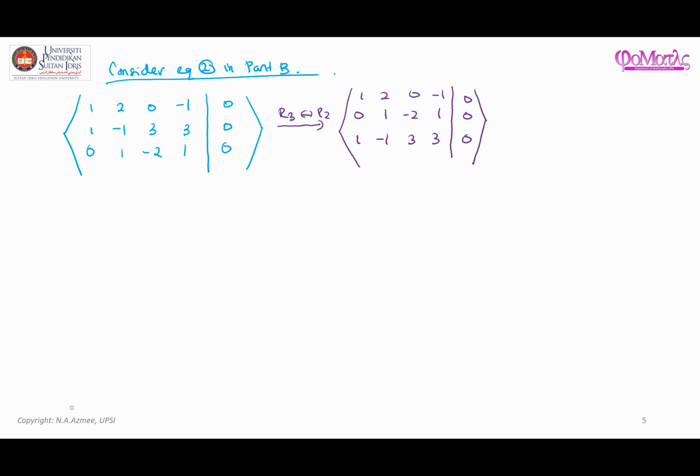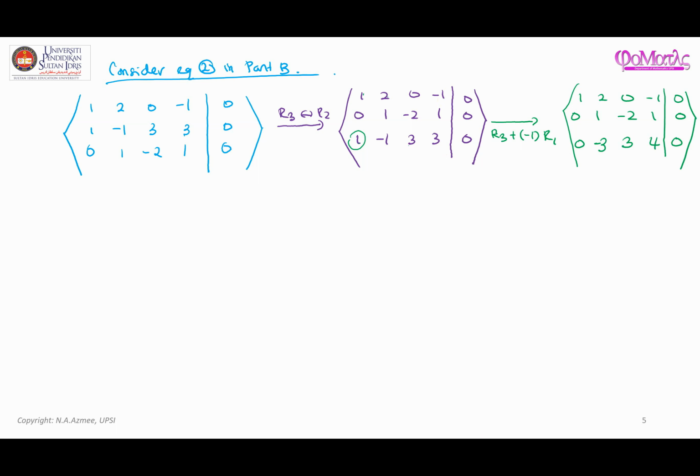Next, I'm going to turn this into the value of 0. So that will be R3 plus negative 1 R1. And the result here is 1 2 0 negative 1 0, 0 1 negative 2 1 0. So 1 minus 1 is 0. Negative 1 minus 2 is negative 3. 3 minus 0 is 3. 3 plus 1 is 4. Here is 0.